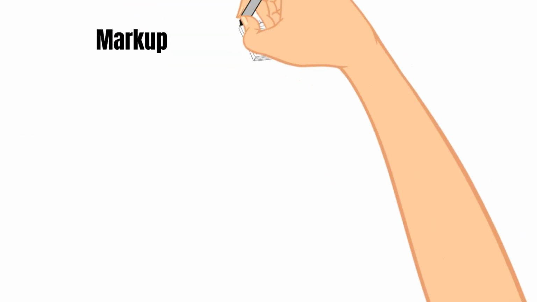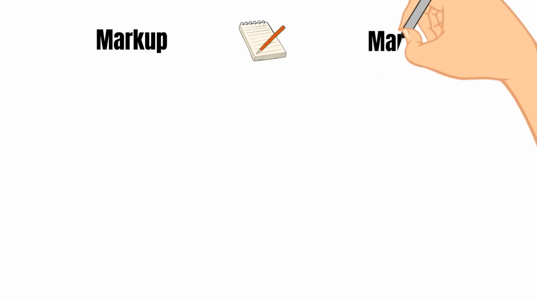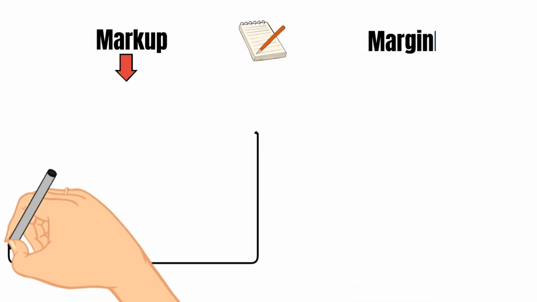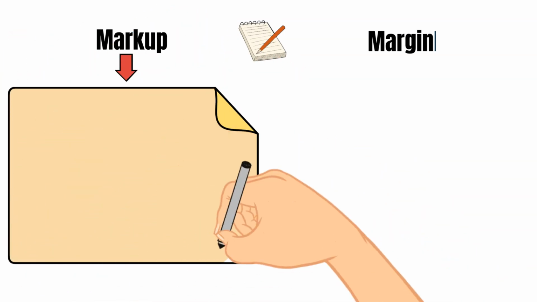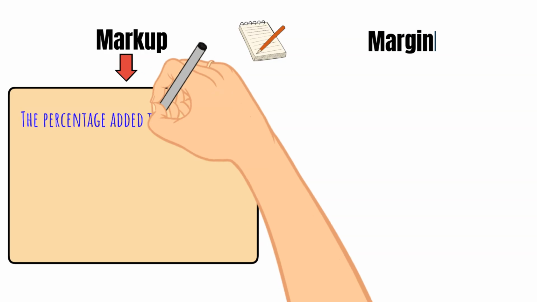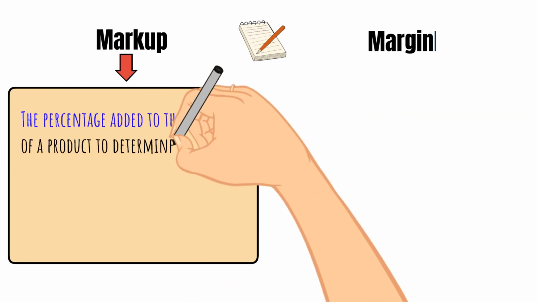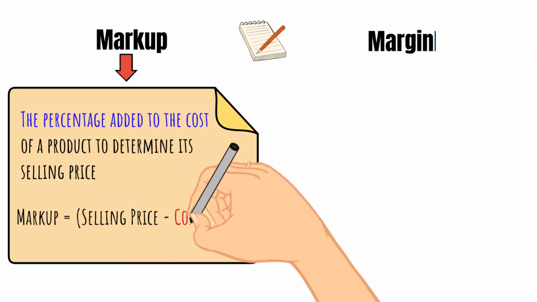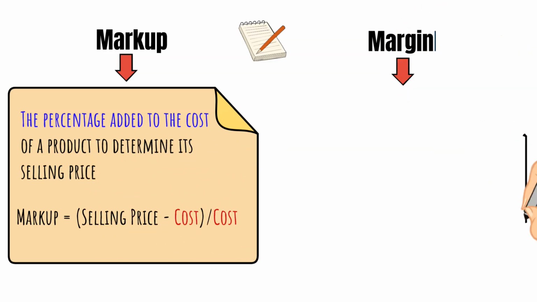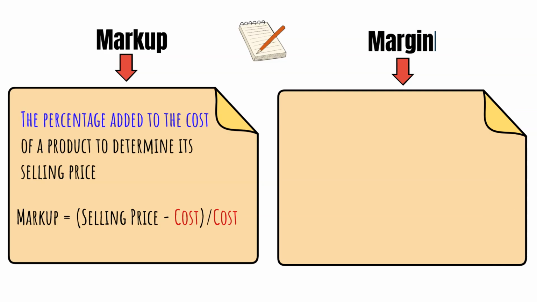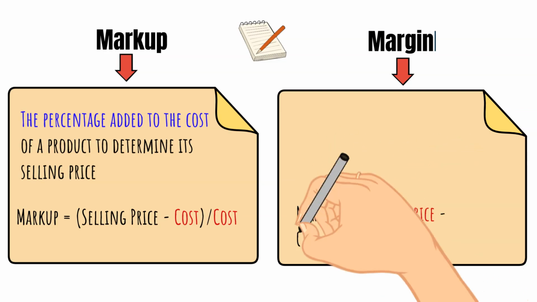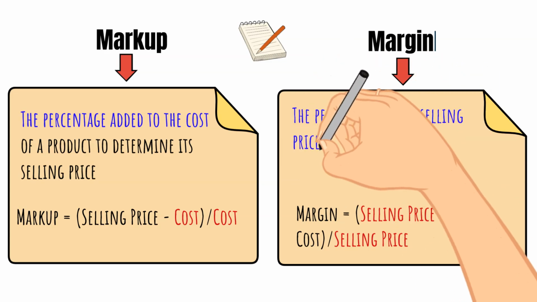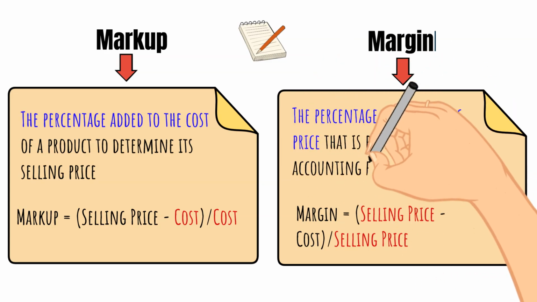First, let's break down what markup and margin actually mean. While they might sound similar, they mean different things when it comes to pricing. Markup is the percentage you add to the cost of a product to determine the selling price. It focuses on how much more than the cost you're charging your customers. Margin, on the other hand, is calculated by subtracting the cost from the selling price, then dividing by the selling price. It focuses on how much of the revenue is profit after accounting for the cost.